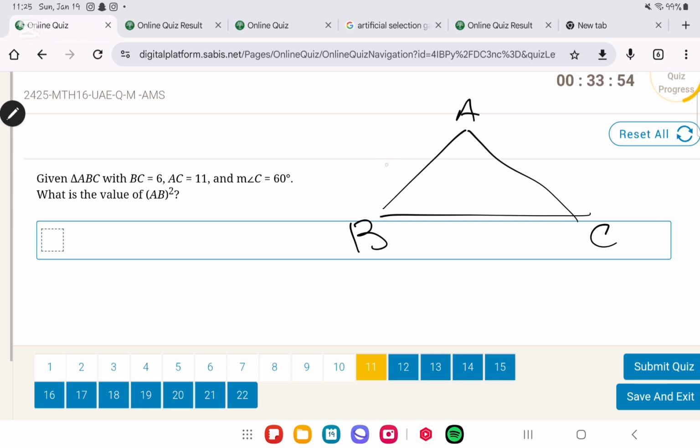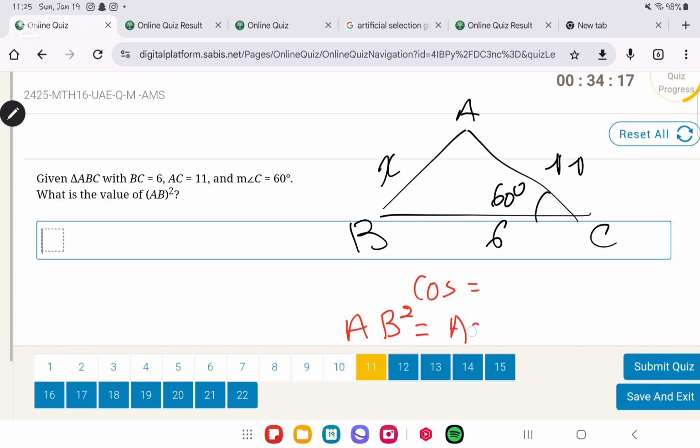We are going to say this is x. We are given AC, which is 11, and BC, which is 6, and the angle C in between them, which is 60 degrees. When we have two sides and an angle in between them, we have to apply the cosine rule. The cosine rule is that the side we are looking for, AB squared, is equal to AC squared plus BC squared minus 2 times AC times BC times cosine of the angle in between them.